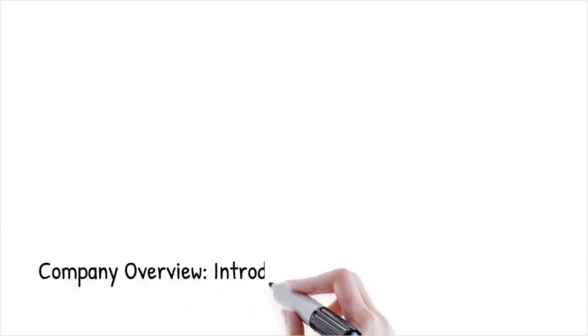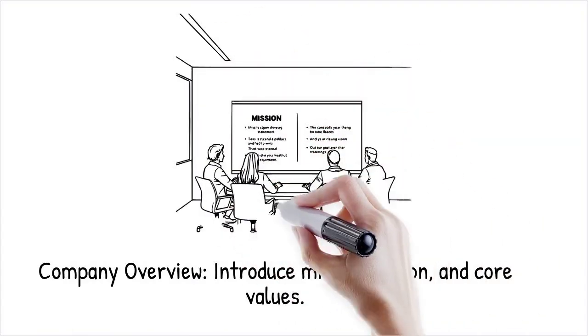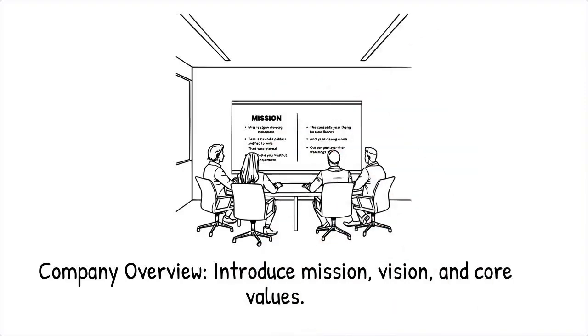First, the company overview. Begin with a brief introduction to your company, your mission, vision, and core values. This section should provide employees with a clear understanding of your company's goals and culture. Include important details like the organizational structure and key contact information. Remember, this is your chance to set the tone and establish the context for your manual.